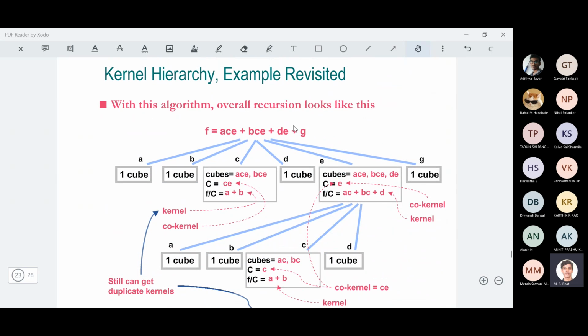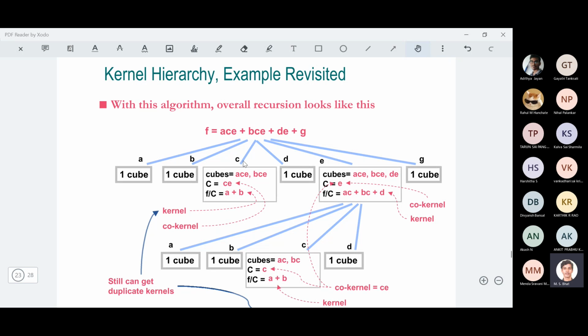So we can see the kernel hierarchy. Given a Boolean expression, you start by finding which variables are present in how many cubes of f. Suppose you take the variable A, it is present only in one cube. B also is present only in one cube. So by using B as a co-kernel, you don't get a kernel.